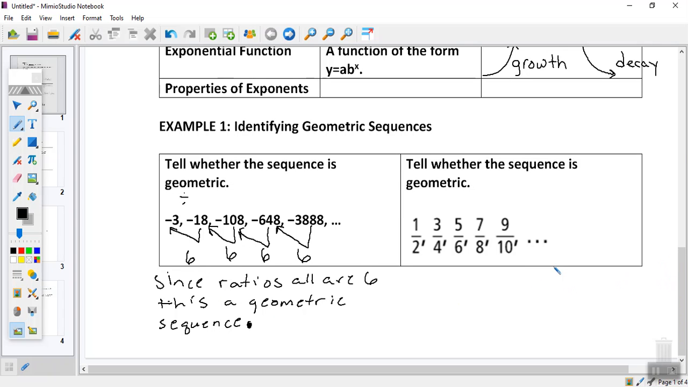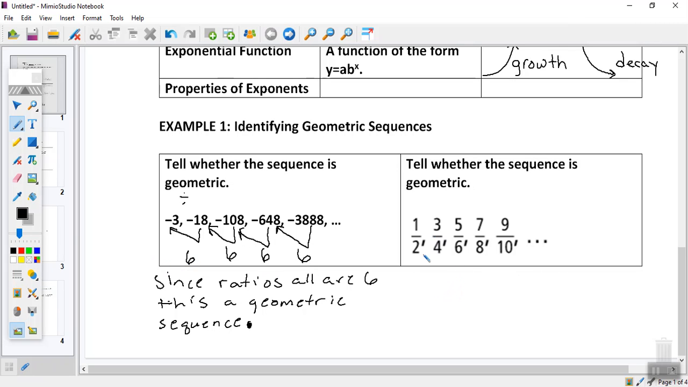Kids, would this be an example of exponential growth or decay? We're multiplying by 6, so are we making numbers bigger or smaller? Bigger, right? Is this going to be growth or decay? What's your common ratio? Bigger than 1, right? So we'll talk about that as we move forward here, all right?